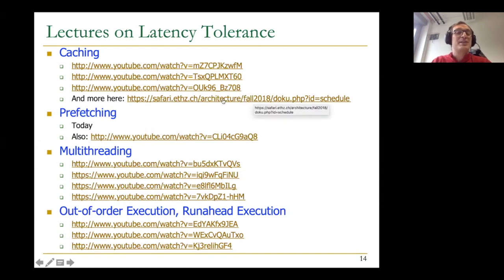But if you're interested in some advanced cache management techniques, you can take a look at an earlier incarnation of this course. Today we're going to cover prefetching, and there are a bunch of lectures. If you're interested in multi-threading, you can take a look at over here.